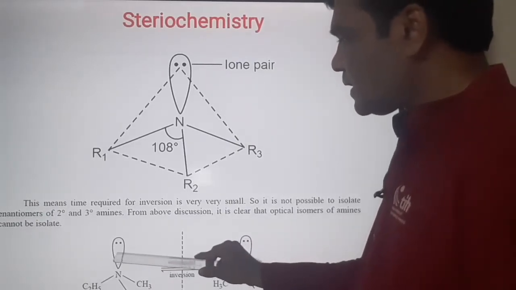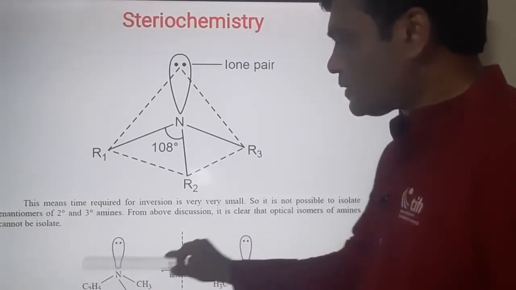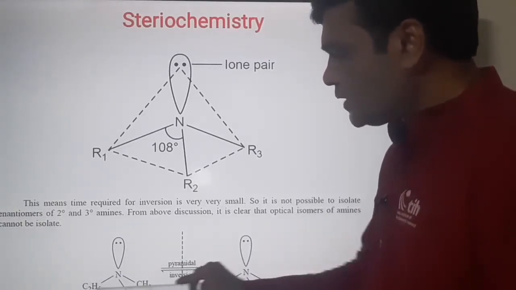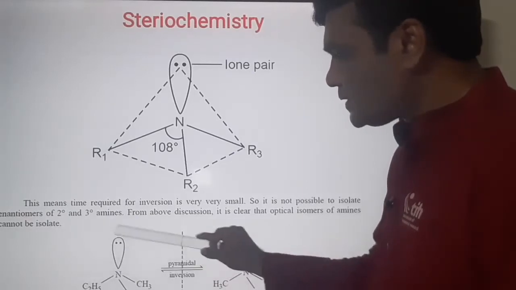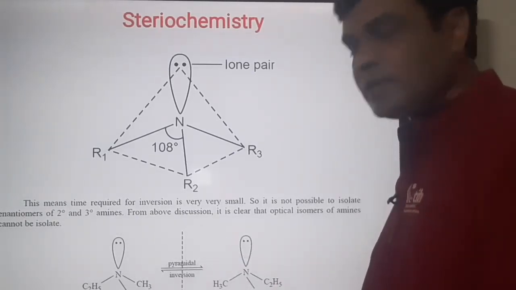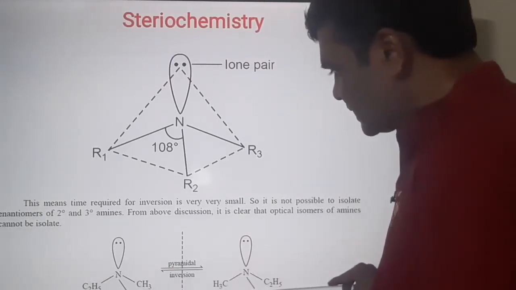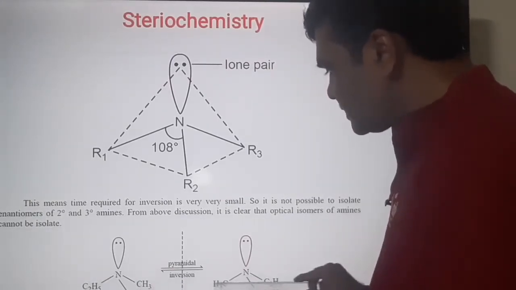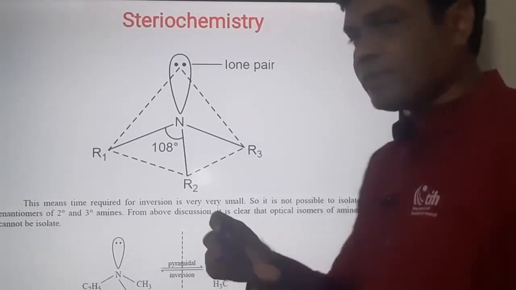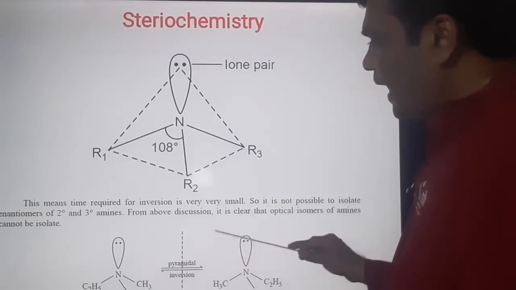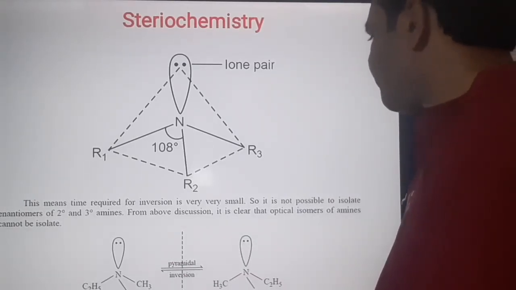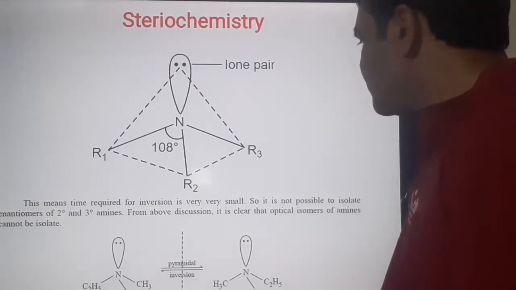See here, this is the structure of a secondary amine, ethyl methylamine. It has an ethyl group, a methyl, a hydrogen, and this is the lone pair. Okay, and there is the inversion. Inversion means flipping. And see this structure after inversion, the positions are methyl, ethyl, and this is hydrogen. There is an inversion of configuration, and this inversion of configuration is very rapid. The time required for this inversion is very, very small.